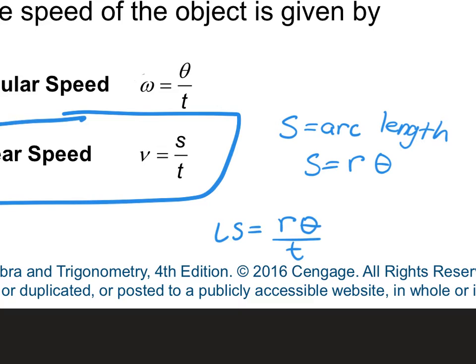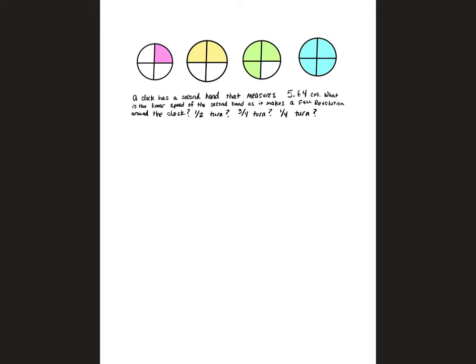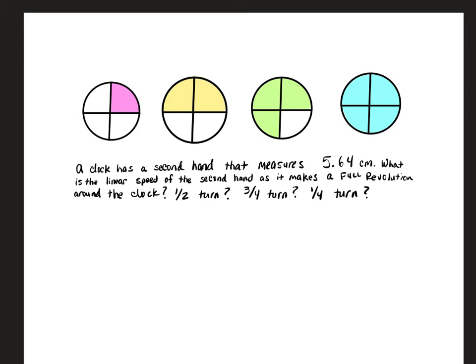So the kinds of questions that we're going to deal with, I'm going to deal with just a clock. So I want us to look at this next. I wrote this by hand. If I read this question, it says a clock has a second hand that measures 5.64 centimeters. What's the linear speed of the second hand as it makes a full revolution around the clock? A half turn, 3/4 turn, 1/4 turn. Now, we just talked about this. Linear speed equals R times theta divided by time.